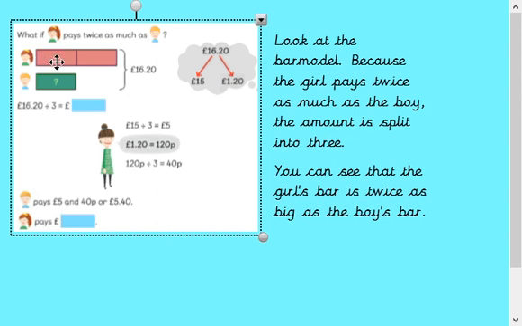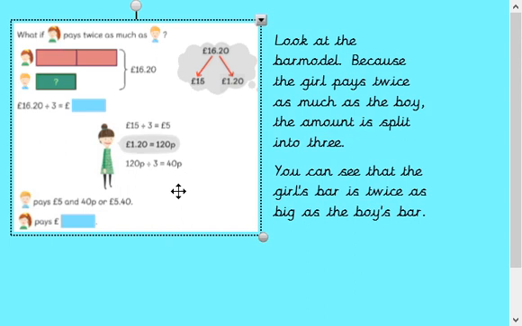And what we do have here are 1, 2, 3 parts. If one is going to be paying twice as much as the other, then we need to divide or split that number into 3 parts. 1, 2, 3. Now again, we could partition if we wanted to. Here we've partitioned £16.20 into £15 and £1.20. So £15 divided by 3 would be £5, and £1.20 divided by 3 would be 40 pence.